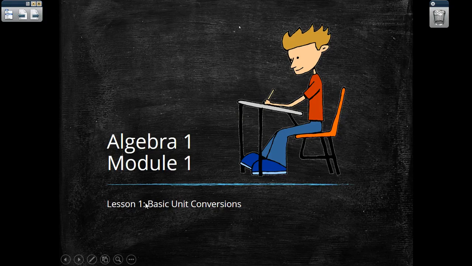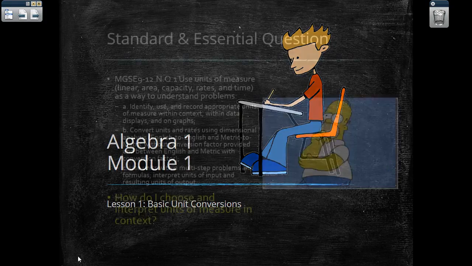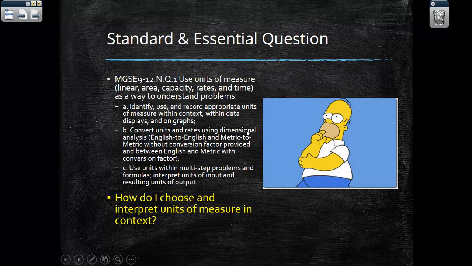Basic unit conversions. Okay. All right, so whenever you come into the lesson, you'll see a couple of things. First of all, one of the very first slides is going to be the standard and essential question. Here's the standard. That's for my principals, assistant principals, so that they can make sure that my lessons are meeting the state standards. Nothing you have to worry about.